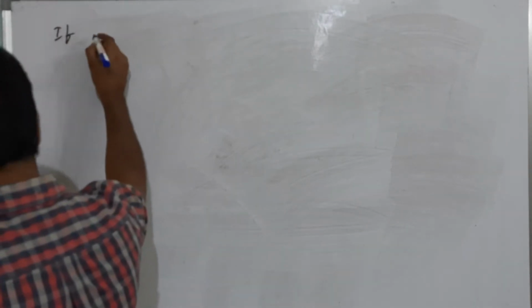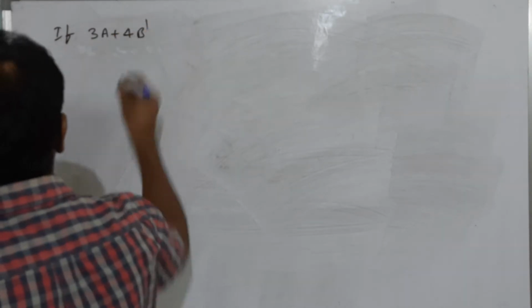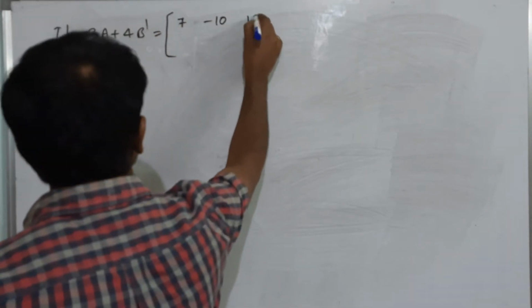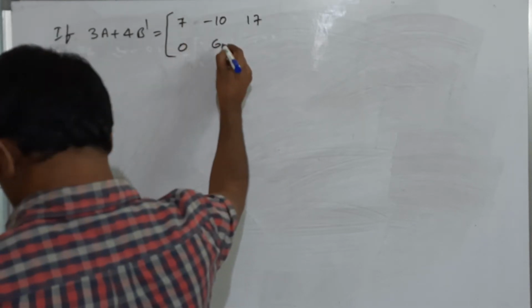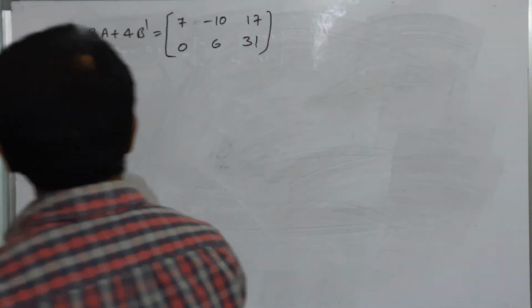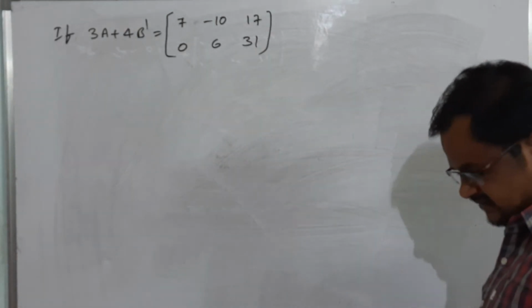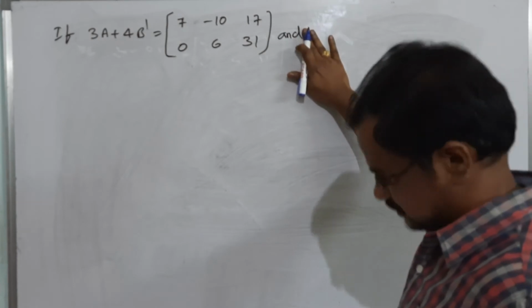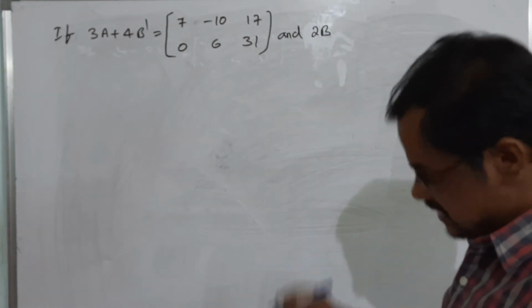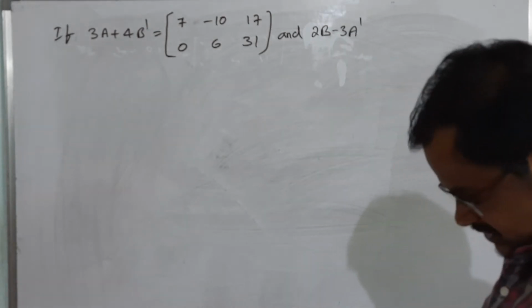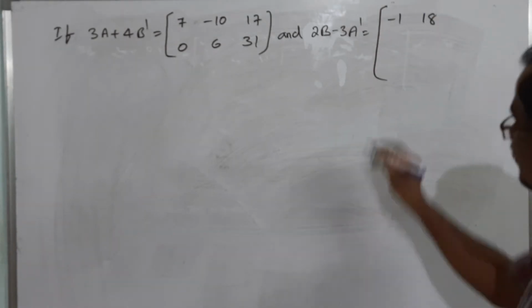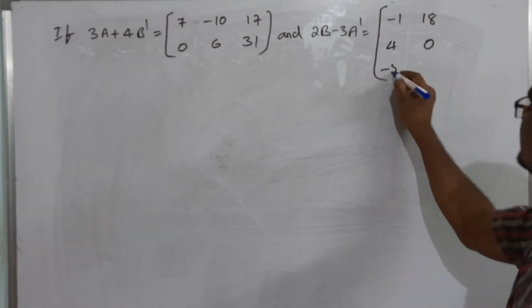So this one, fifth problem. If 3A plus 4B dash is equal to the matrix [7, -10, 17; 0, 6, 31], and 2B minus 3A dash is equal to the matrix [-1, 18, 4; 0, -5, -7].